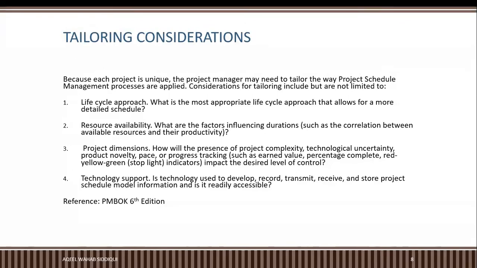So what are the factors influencing duration, such as the correlation between available resources and their productivity? Like project dimensions, how will the presence of project complexity, technological uncertainty, product novelty, pace, or progress tracking, such as earned value, percentage complete, red, yellow, green stoplight indicators impact the desired level of controls. And technology support obviously is important. Is technology used to develop, record, transmit, receive, and store project schedule management information, and is it readily accessible?